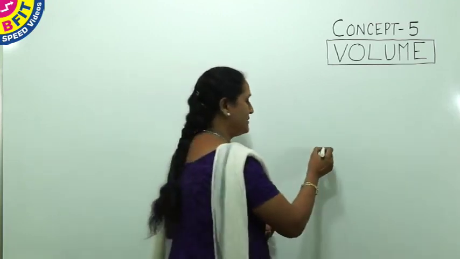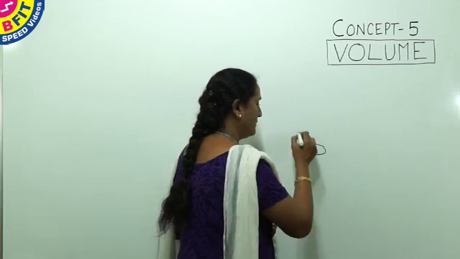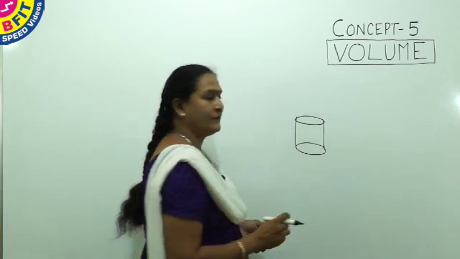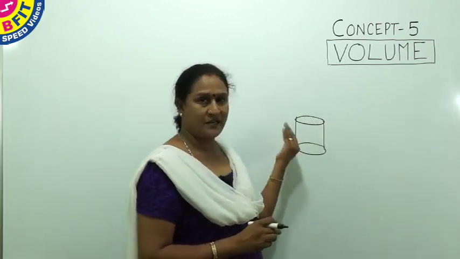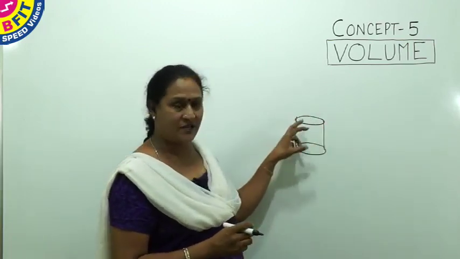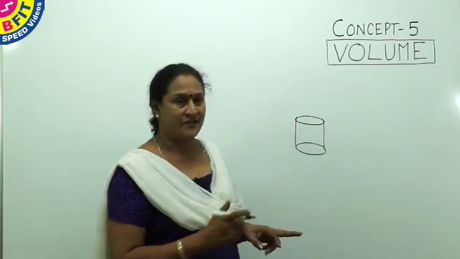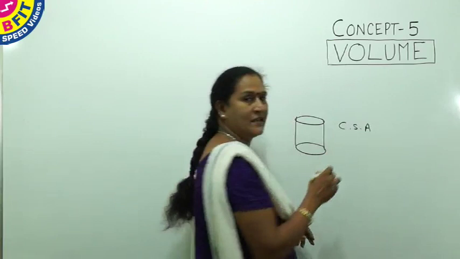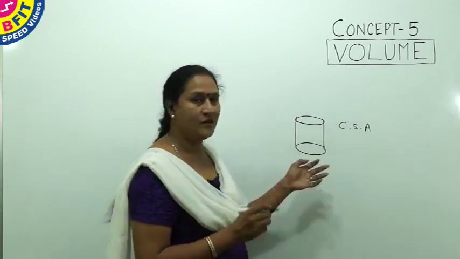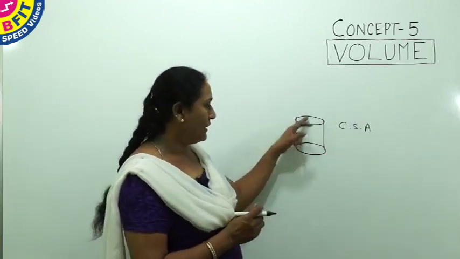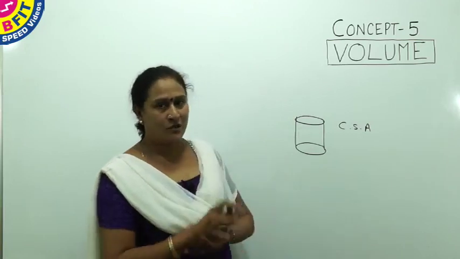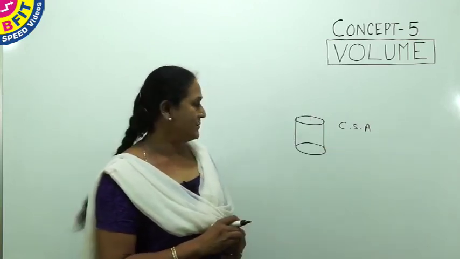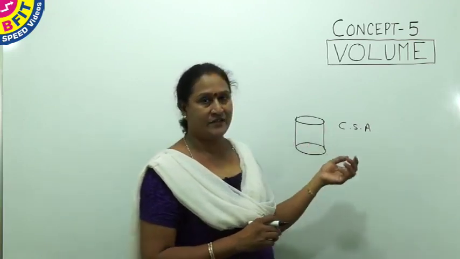So if it is a cylinder, the area outside or inside this given shape is the curved surface area. So we'll write this as CSA, curved surface area. If we include the tops, then it is the total surface area, and we'll see that after the CSA concepts. So for a cylinder it is curved surface area.